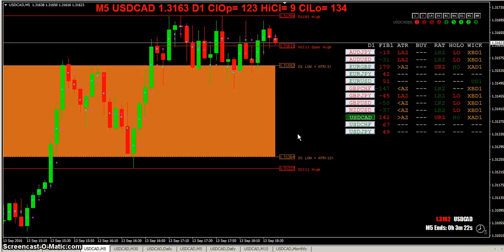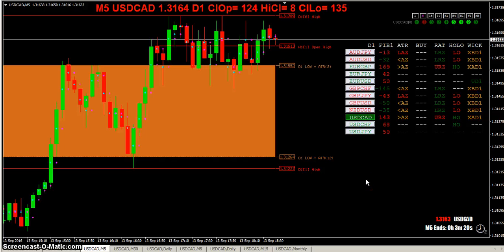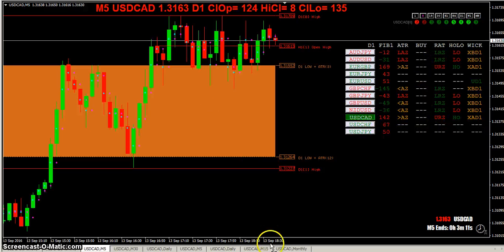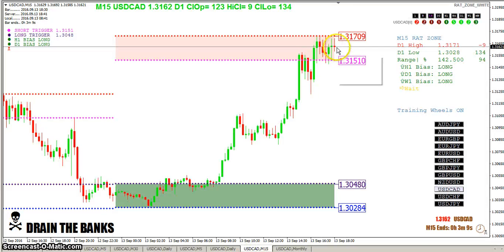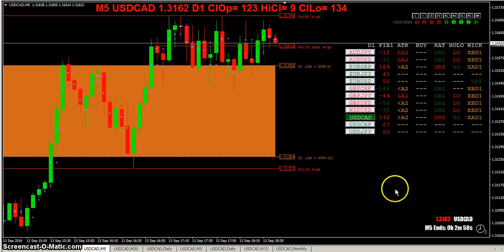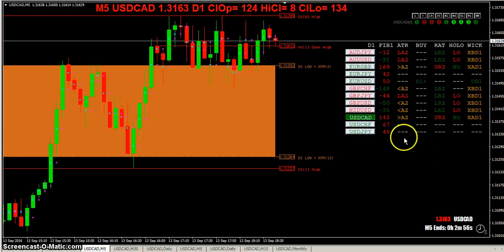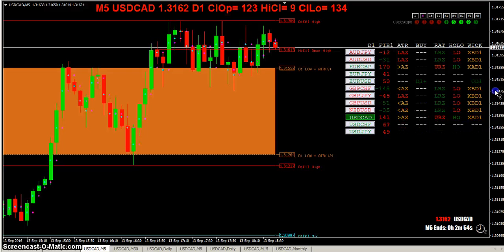So we looked at the ATR zone, we looked at the holo zone, and we looked at the fib zone. We also looked at the rat zone over here. So you can see it's still in the rat zone with the 51 rat trigger. Now, we know it's outside of the buy zone because the buy zone would be down here with the open, so it's way out of that area.